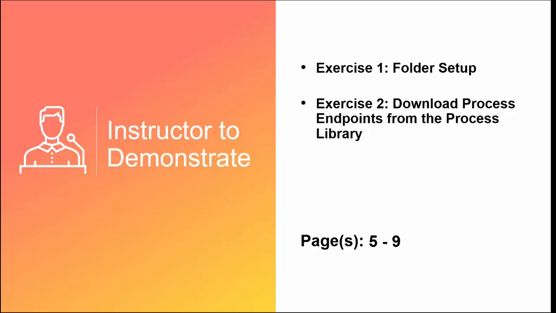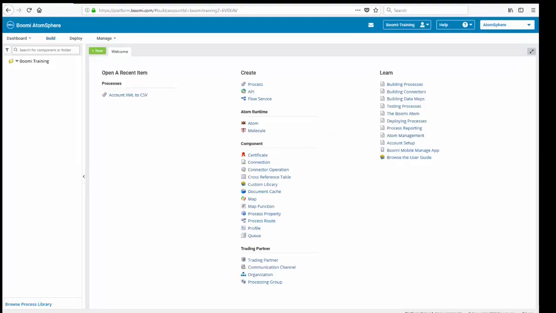I'm going to do exercise number 1, setting up your folders, and exercise number 2, to download your process endpoints from the process library. These are in your activity guide on pages 5 to 9. So let's begin with exercise number 1, folder setup.